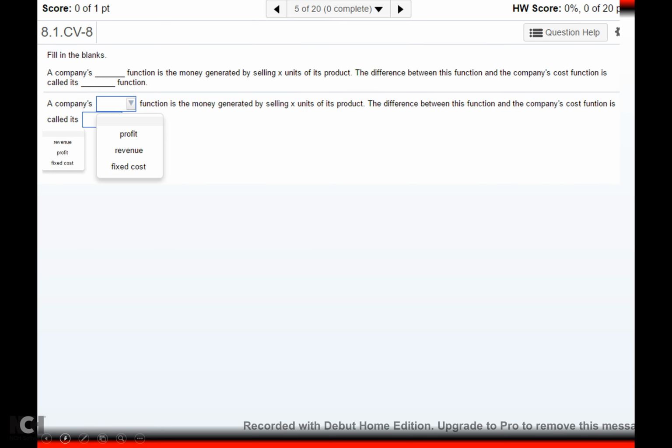All right, number 5, it says a company's blank function is the money generated by selling. The money generated by selling is revenue. The difference between this function and the company's cost function, so they're saying if you took the revenue and subtracted the cost, what would you get? Well, that's called the profit.